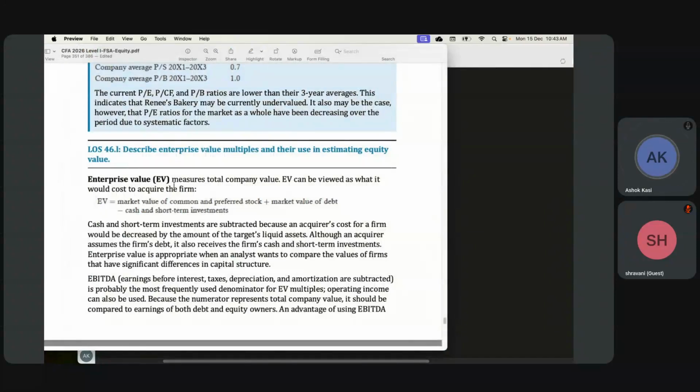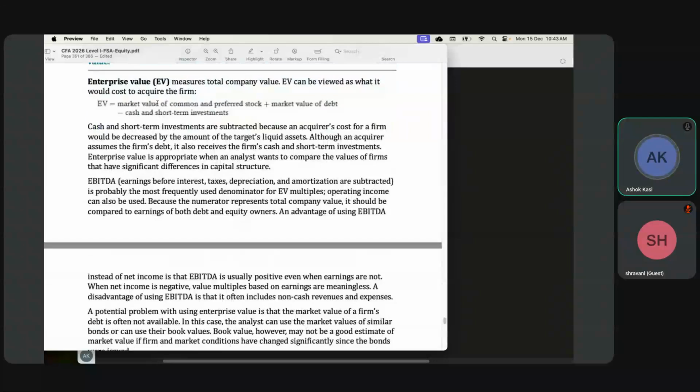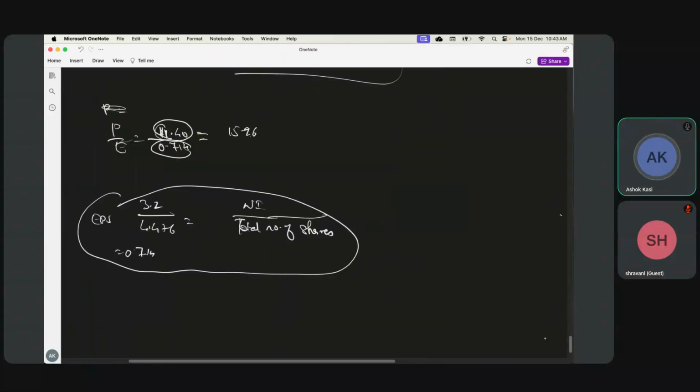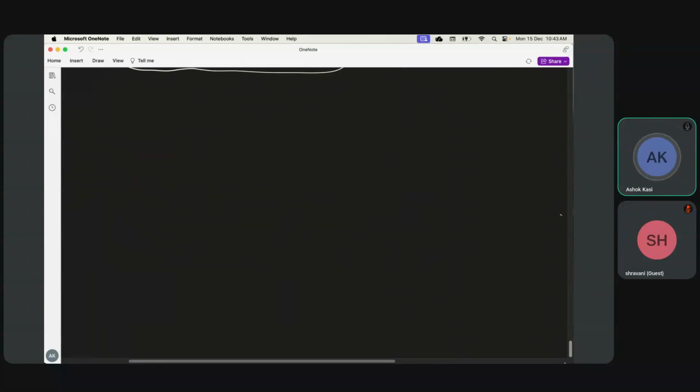Then enterprise value. Enterprise value is used when you are acquiring a company. So the EV multiple is similar to the price multiple. Price multiple is when we are buying shares of a company, like when you are buying a few shares as a minority shareholder. But when you want to acquire, you are interested in the entire enterprise value divided by EBITDA.